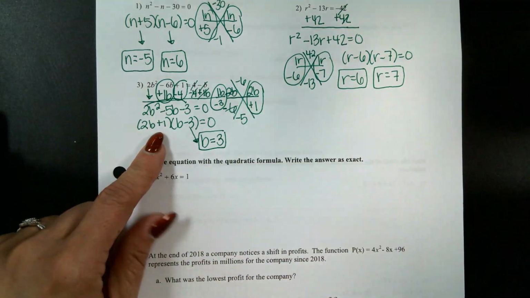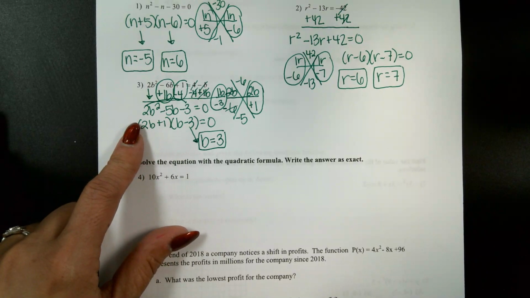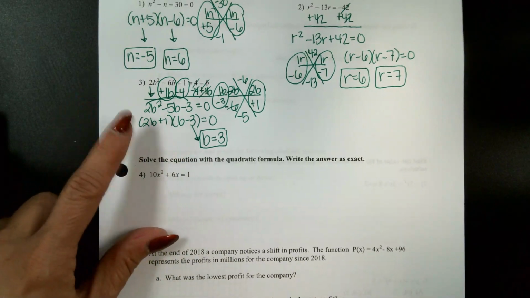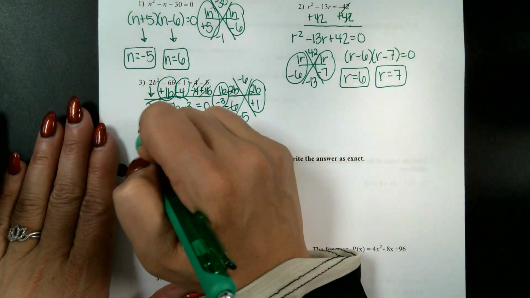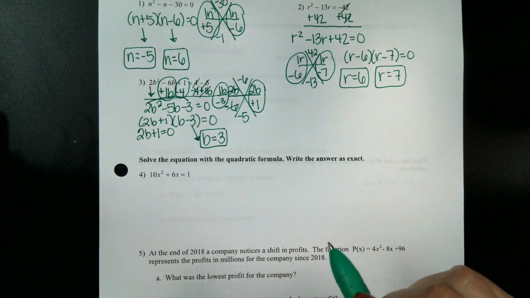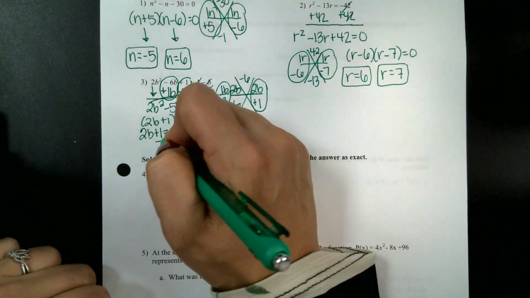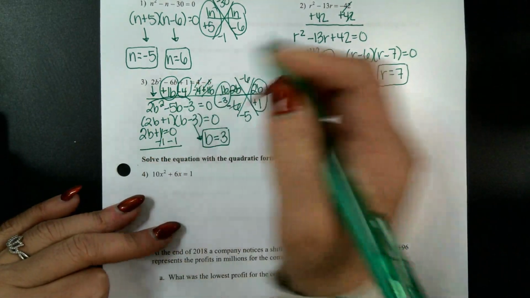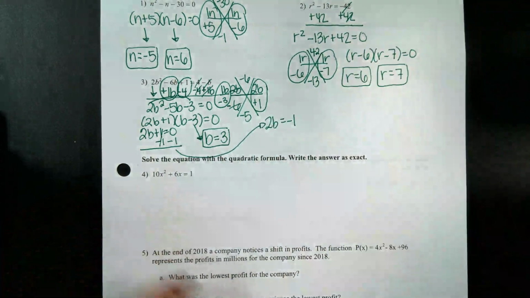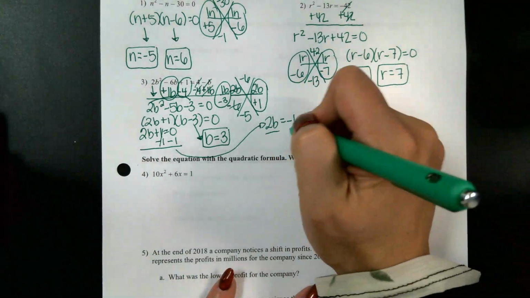This one, however, is not a one-step equation. So you can't just say b is going to be negative 1 because we've got this 2 out front. This is the only one that I tend to show my work on because it's a two-step. We'd subtract 1. I'm going to run out of room, so I'm going to go over here to finish this. This is 2b equals negative 1, and then you still have to divide by 2.